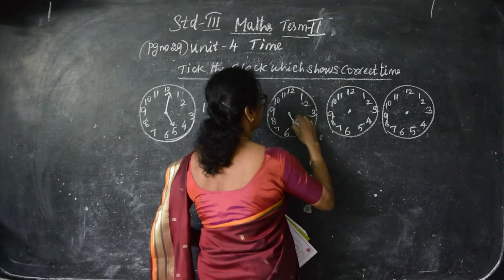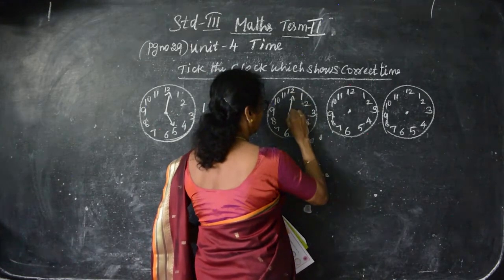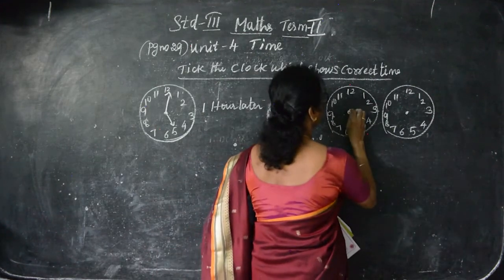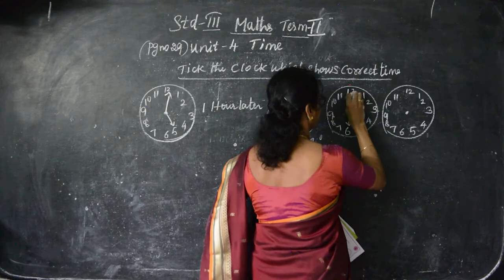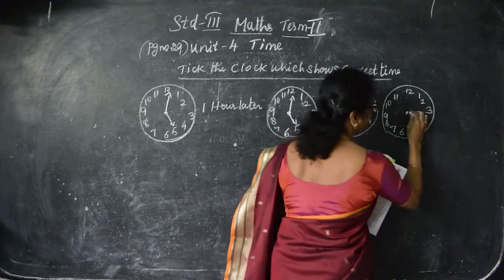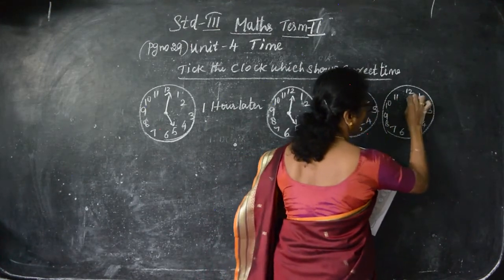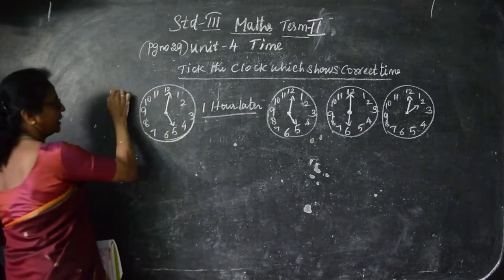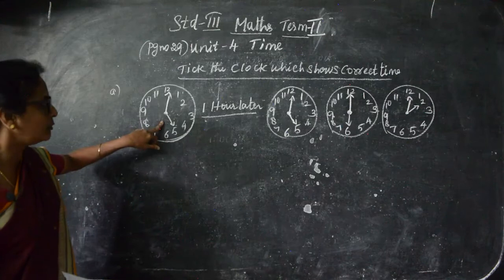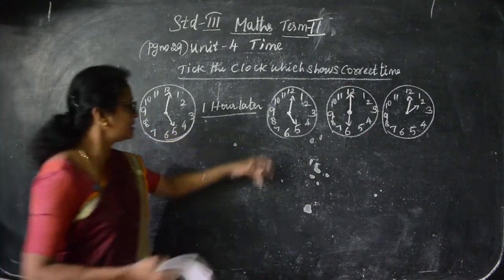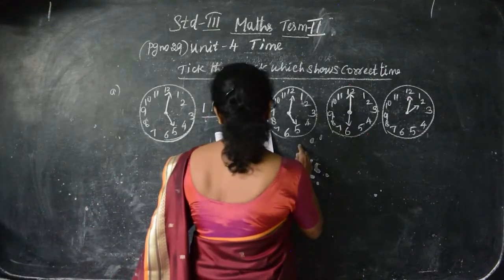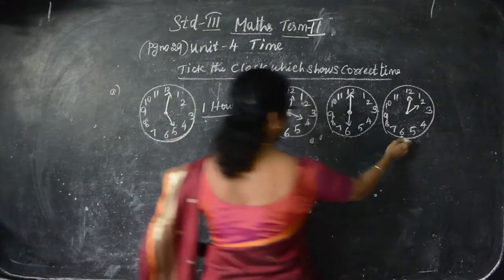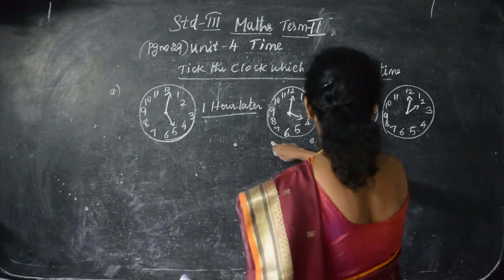First small hand is 5 o'clock, then 6 o'clock, then 2 o'clock. So for this sum, 1 hour later, they are given the sum like this. So here the time is 5 o'clock. 1 hour later, which one is the correct answer? 4 o'clock, 5 o'clock or 6 o'clock. Which one is the answer?